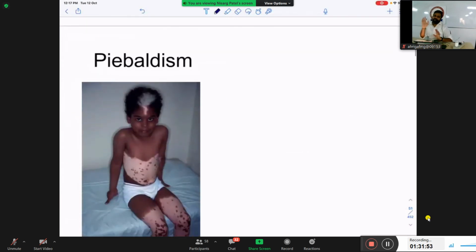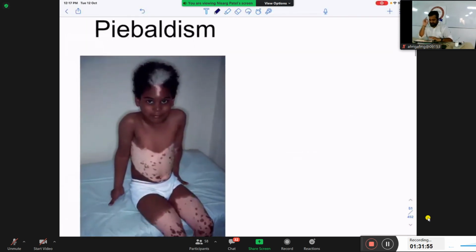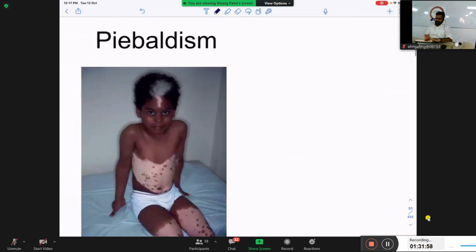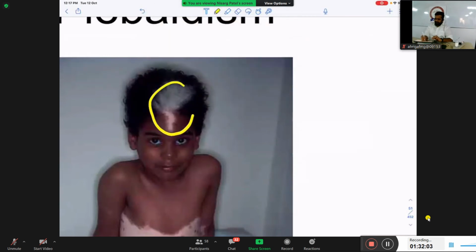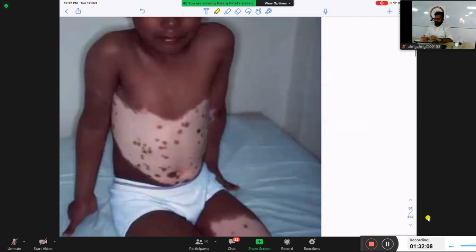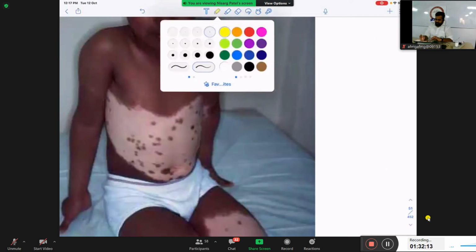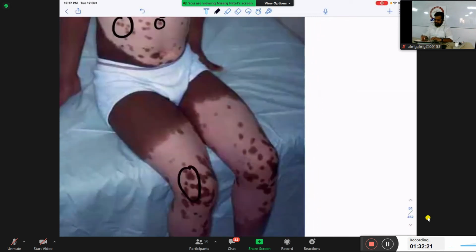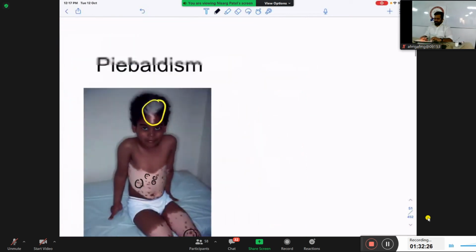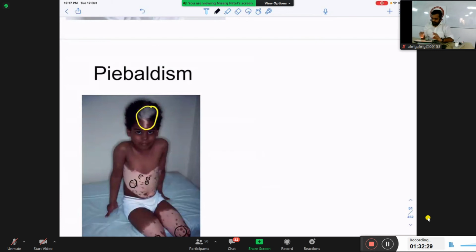Second is piebaldism. So see this characteristic image. Two things you should remember in this disease: the anterior forelock is commonly seen affected. And the second is that in the depigmented skin, you will see some areas of normal skin also present. As you can see in this patient, these are the areas of normal skin present. On the leg also, you can see areas which involve normal skin. So what is happening in piebaldism? Two things you have to remember.